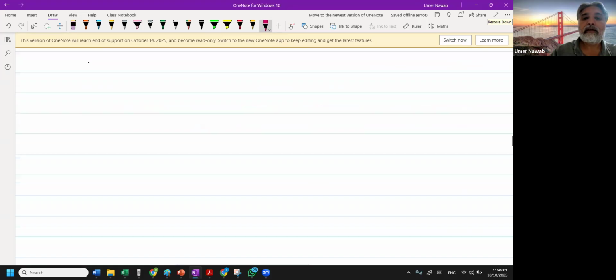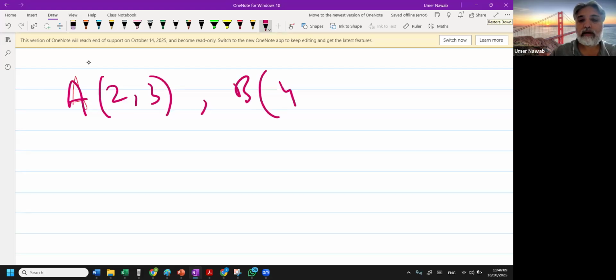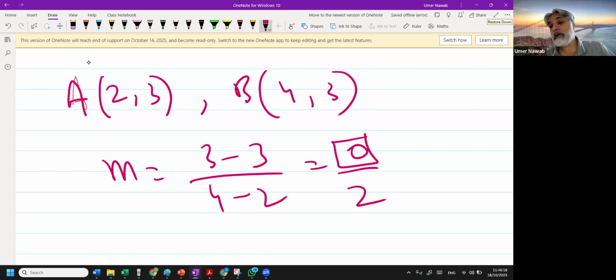There is another case. If I have a point (2, 3) and you have a B point (4, 3), and if I want to find the gradient, 3 minus 3 over 4 minus 2, so 0 over 2. Imagine this time the 0 came in the numerator, so your answer is 0. So what type of line is it? It is a horizontal line because its gradient is 0.